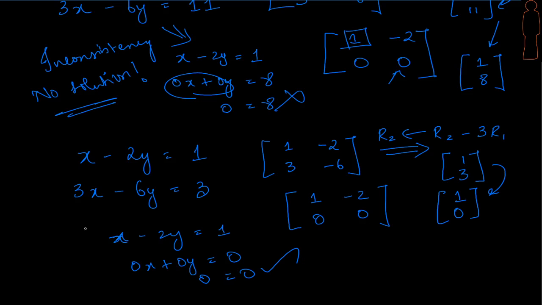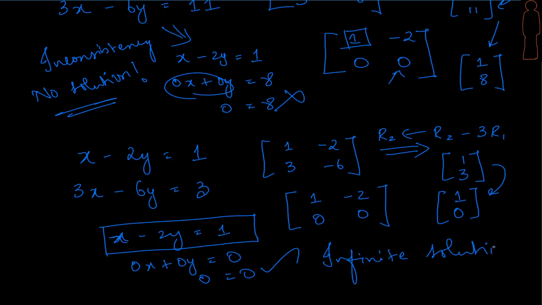The problem is that we have two variables, but there is only effectively one equation, which means this one has got infinite solutions. How do I say it has got infinite solutions? I'm going to pick up a y and find the x for it, right? For example, let's say I pick y equal to 2.